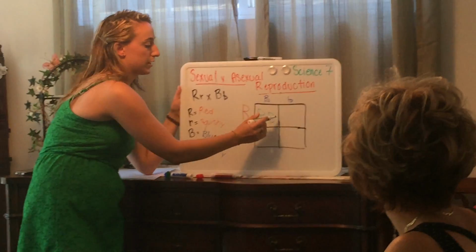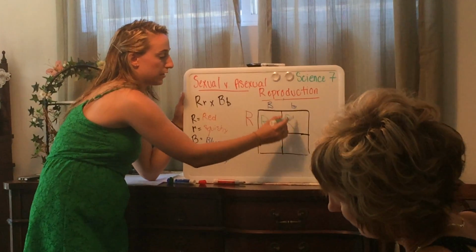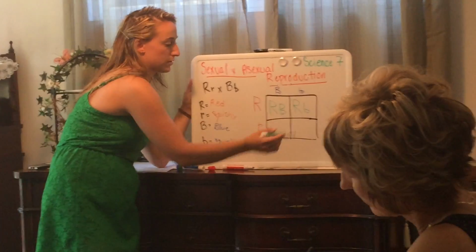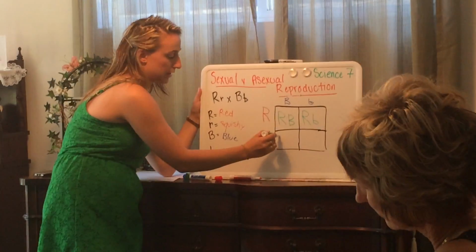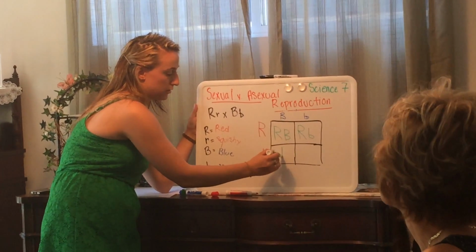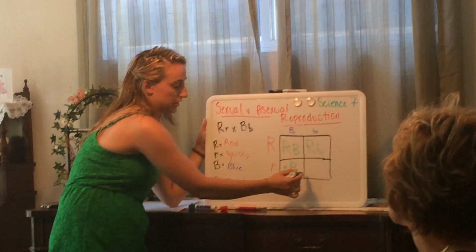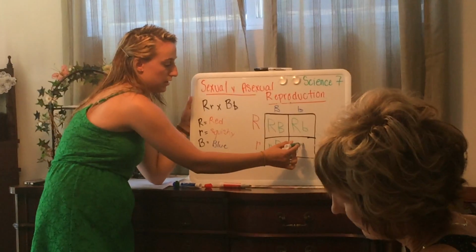And then we'll look here, capital R, and go down, lowercase b, lowercase r, and capital B. And then lowercase r and lowercase b.